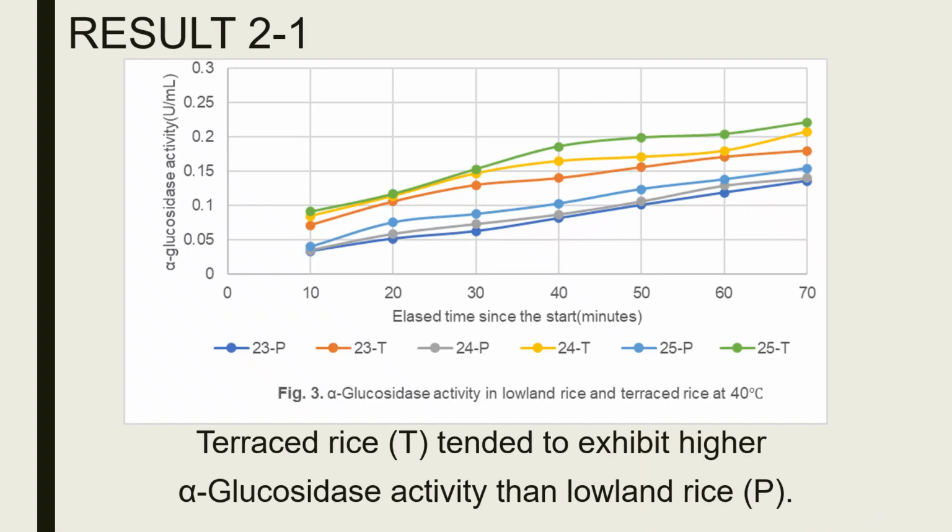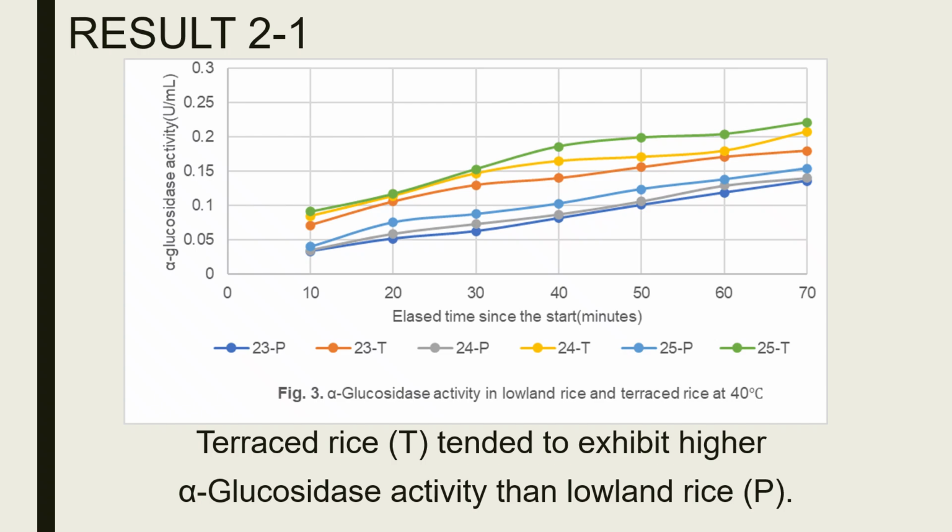Statistical analysis was performed using two-way ANOVA with cultivation type, terraced versus lowland, and production year, 2023-2025, as fixed factors for each temperature condition. Post hoc comparisons were conducted using Tukey's HSD test, alpha equals 0.05. All data are presented as mean plus or minus standard deviation of 3 independent measurements.